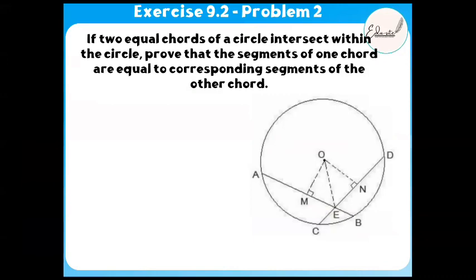Laiba, can you read the question? If two chords of a circle intersect within the circle, prove that the segments of one chord are equal to the corresponding segments of the other chord. What we're going to prove here is that the segments of one chord are equal to the corresponding segments of the other chord. We have discussed what segments are, right, Laiba? What does segment mean?